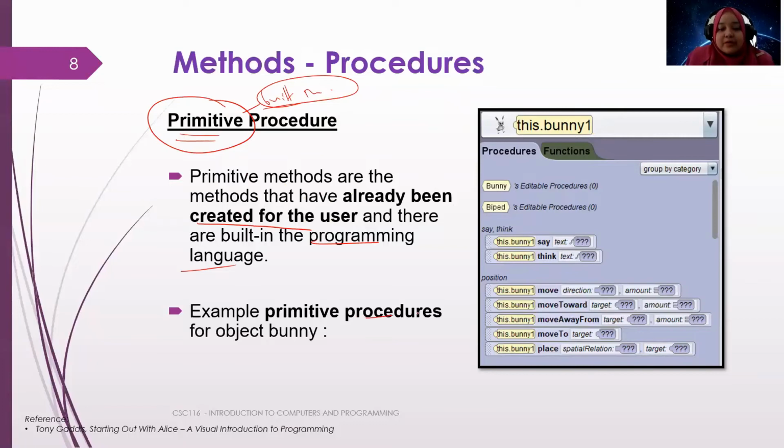Example primitive procedure for object bunny adalah ni. Ni semua nampak? Procedures kan? Ingat, procedure adalah dia buat action tanpa pulangkan apa-apa nilai. Itu adalah procedure. Tengok ini procedure dia. Says things. Dia ada move towards, move away, move to, place. Ini contoh-contoh apa? Ini contoh-contoh procedures.